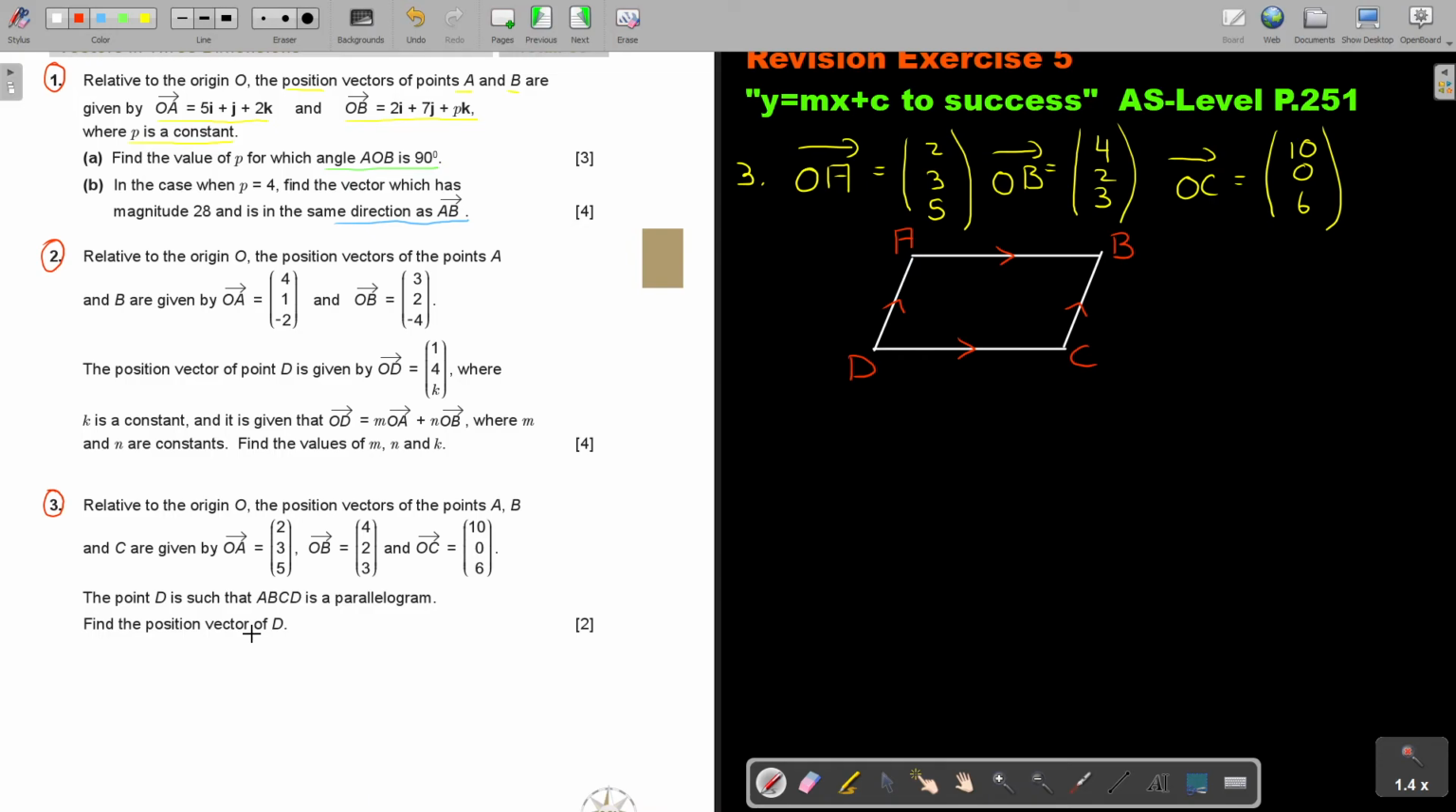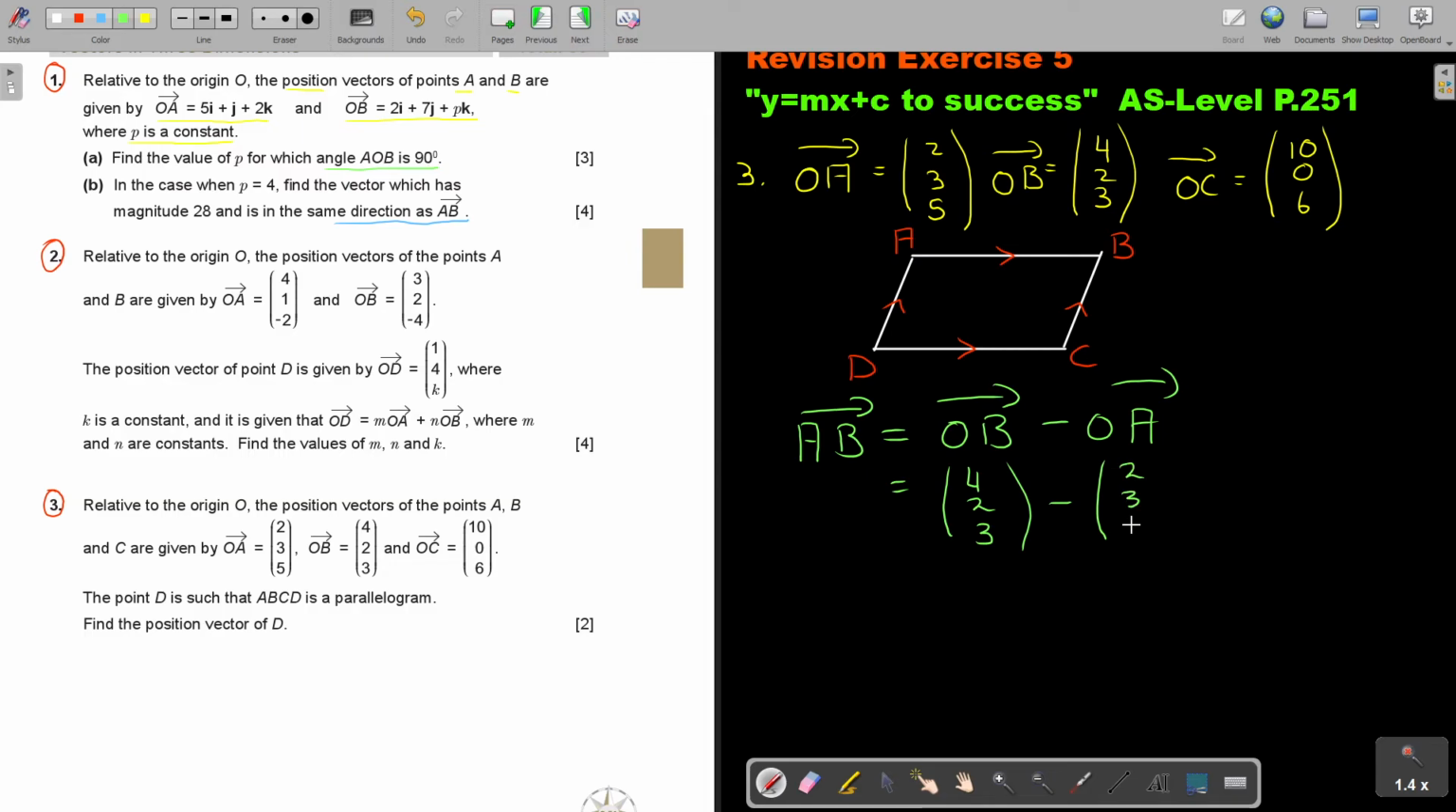Okay. I'm going to start with the statement. I'm going to start with this top because there's D, but let's first find AB. I can find the vector AB in terms of the position vectors. So it's the second one, OB, minus the first one, OA. What is OB? Keep to the form. 4, 2, 3. What is OA? 2, 3, 5. And if I simplify, this is going to be 2, negative 1, negative 2. Okay. So that's going to be AB.